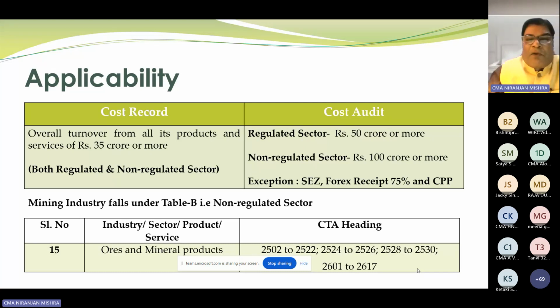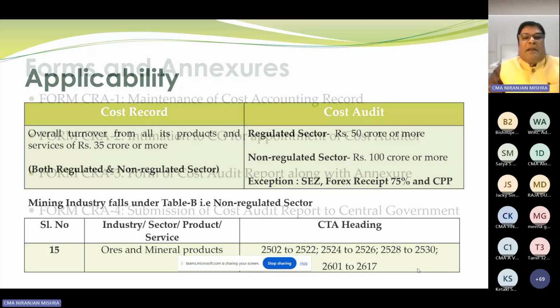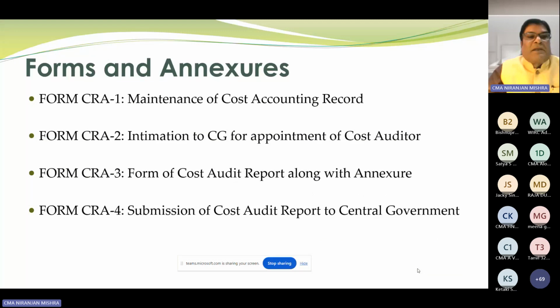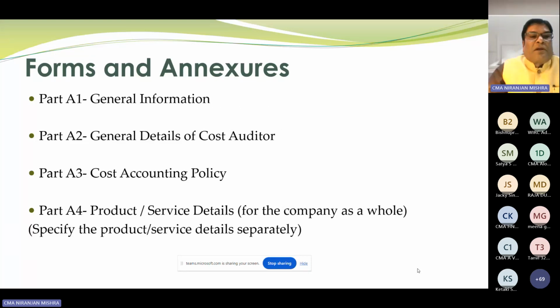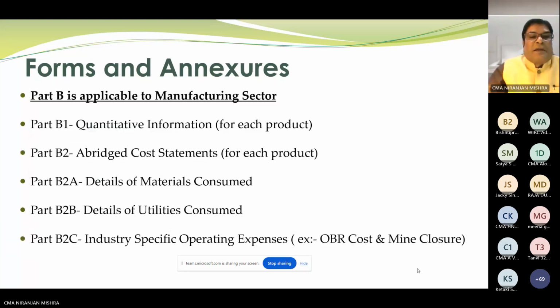So here are the SETA codes for the ores and mineral products. We know they are applicable for the companies. These are the basic things, so we will not discuss that. CRA 1, CRA 2, CRA 3, CRA 4. These are the cost audit report formats.